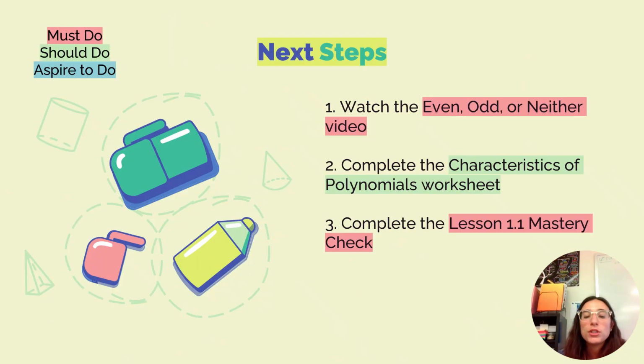So your next step is you're going to watch the even, odd, or neither video. None of the teachers recorded that, but it's a really good video that we found that we wanted to use instead. Then what you should do is the characteristics of polynomial worksheet. I would do it. It would be great practice before you do your mastery check, which is your first thing to do. All right, good luck.